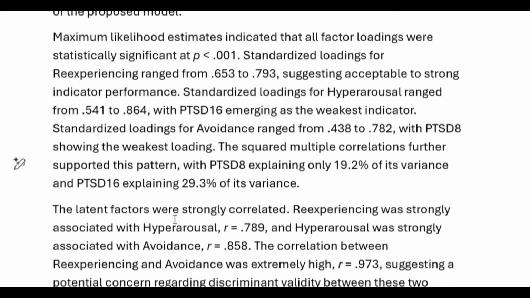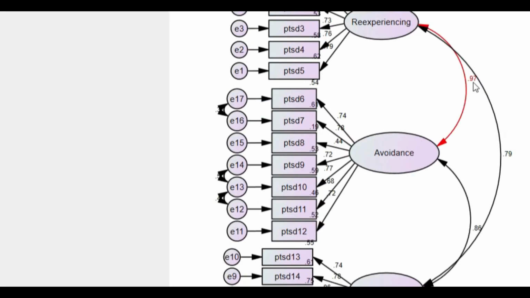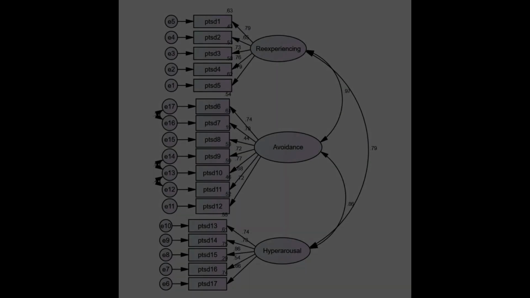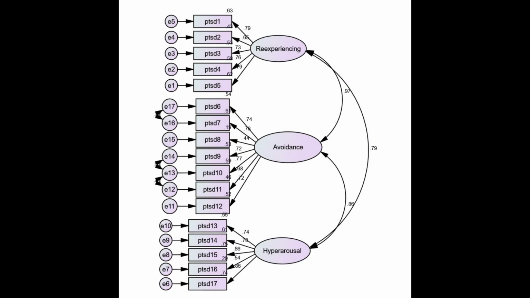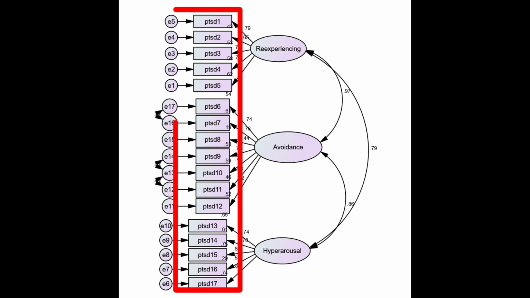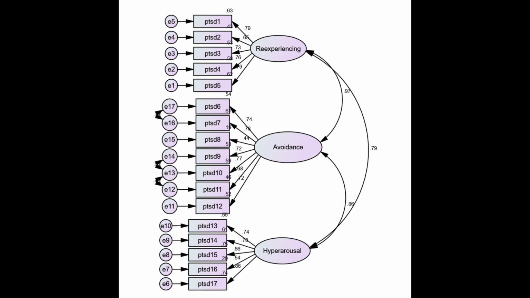The latent factors were strongly correlated. Re-experiencing was strongly correlated with hyperarousal. So if we go here, you can see that these two factors are very strongly correlated. So using SPSS AMOS, we have been able to confirm that the PTSD is a 3-factor structure, and it can be measured by these 17 items. Re-experiencing can be measured by the first 5 items, avoidance by the next 7. The goodness of fit indices for the model is high, and so are the factor loadings. So this is a very convenient way of doing CFA.